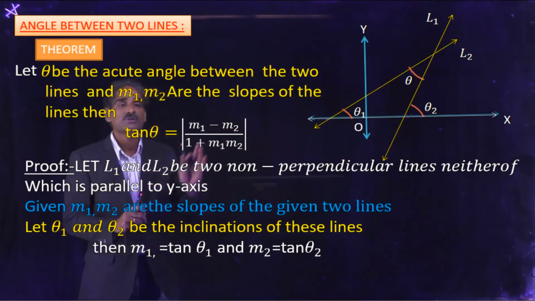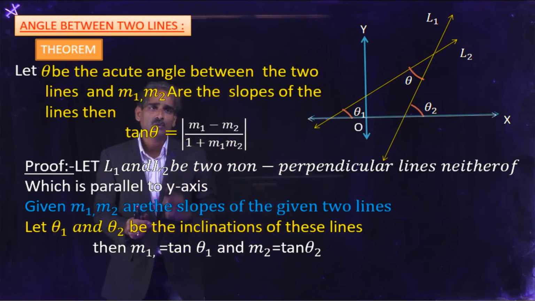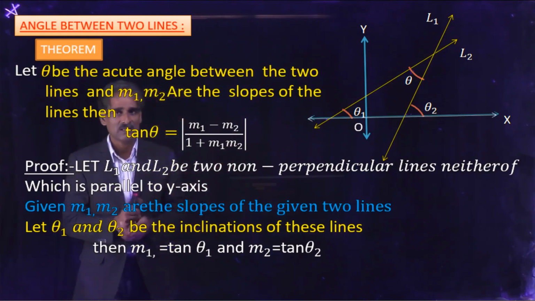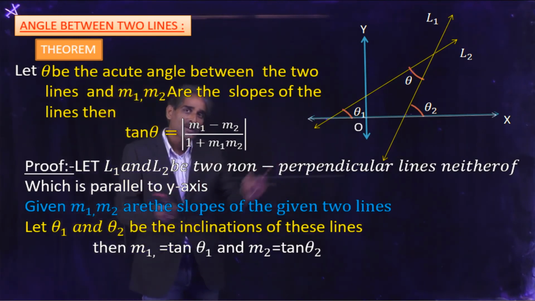So observe this. There are two lines, we have to find the angle. Consider L1 and L2, just see, two non-perpendicular lines also. For perpendicular lines, tan theta is not defined. Okay, and neither of these two is parallel to the y-axis.